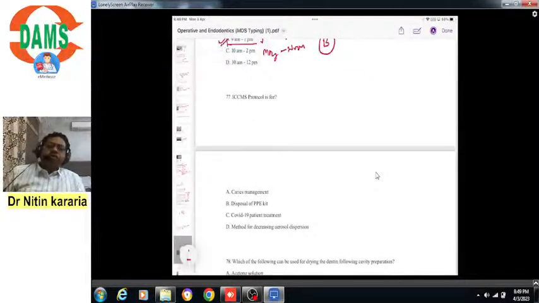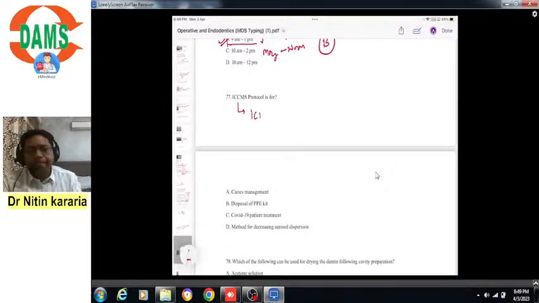ICCMS protocol is for caries management, disposal of PPE kit, COVID-19 patient treatment, or method for decreasing aerosol dispersion. ICCMS is basically a part of International Caries Detection and Assessment System. Okay, so it is the International Caries Classification and Management System, and which is definitely used for caries management.